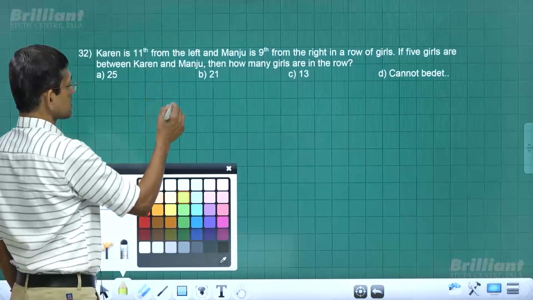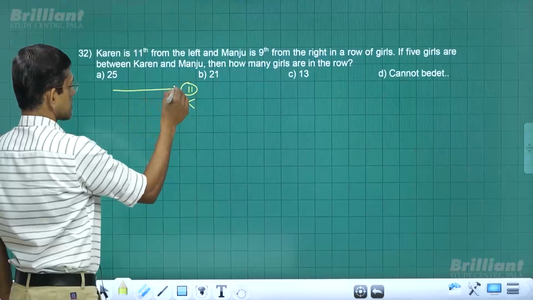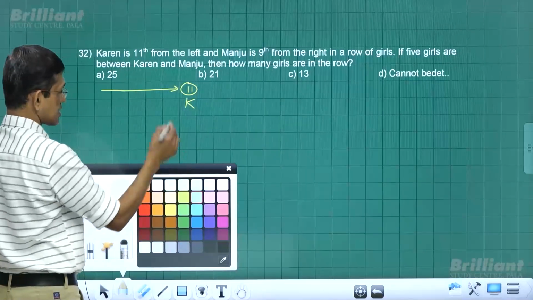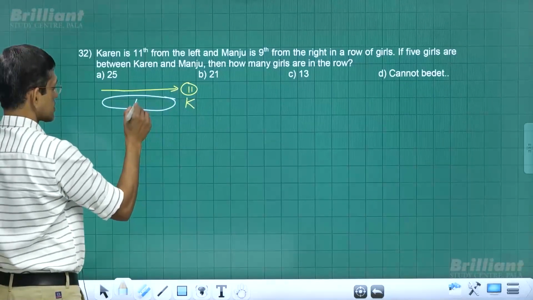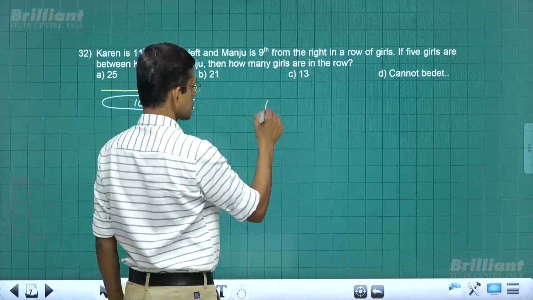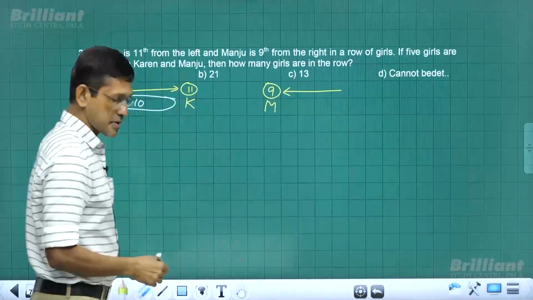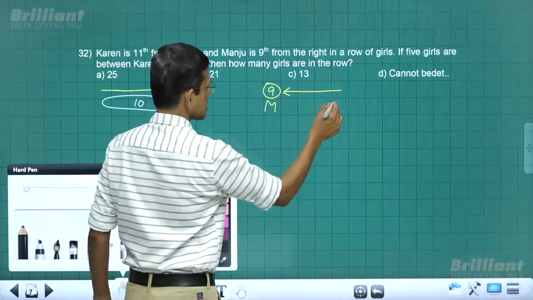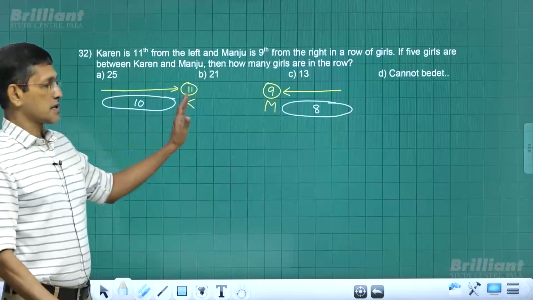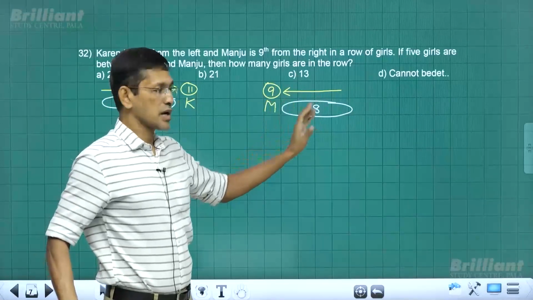So what we have, Karen is 11th from the left. So there are a certain number of persons to the left of Karen. How many are there? If Karen is 11th from the left, then there are 10 persons to the left of Karen. And how about the other person, Manchu? Manchu is 9th from the right. So on her right, there are a certain number of persons. How many are on the right of Manchu? There are 8 persons on the right of Manchu. So Karen is 11th from the left, with 10 persons to her left, and Manchu is 9th from the right, with 8 persons to her right.